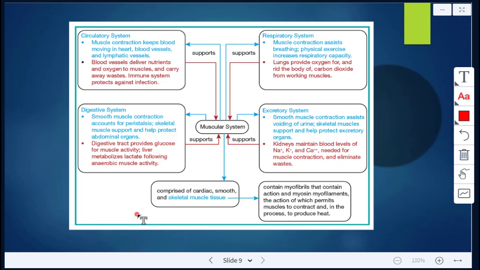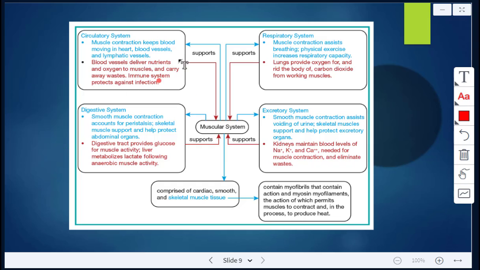So let's start with the digestive system. So we have smooth muscle in the digestive system, and the contraction of that smooth muscle accounts for peristalsis. Skeletal muscle will also support and help protect the abdominal organs. The digestive tract, in turn, provides glucose for muscle activity. The liver metabolizes lactate following any anaerobic muscle activity.